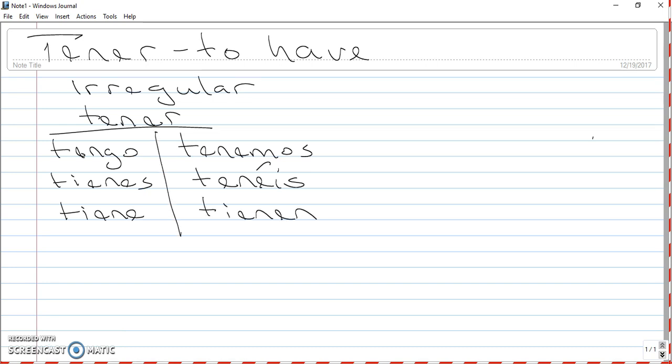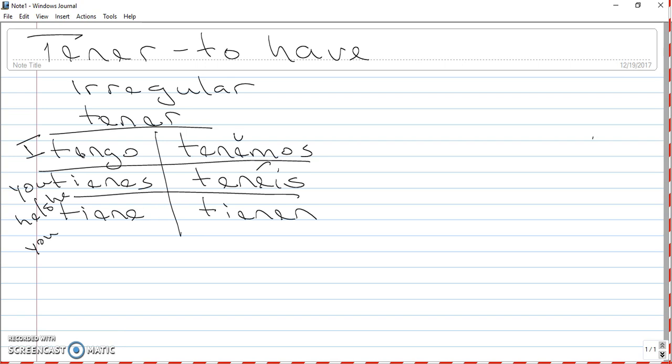Now, if you'll notice, this fits into our T-chart. Okay? So, tengo, I have. Tienes, you familiar have. Tiene, he, she has, or you formal has. Tenemos, we have. Tenéis, y'all. Tienen, they or you all.